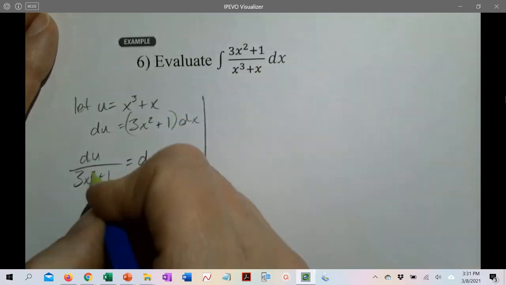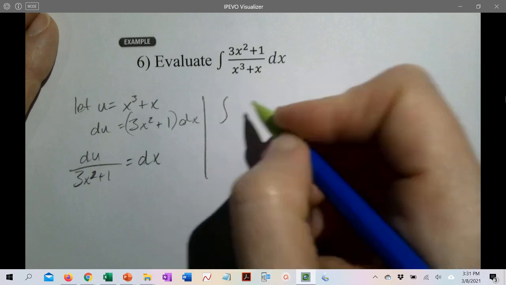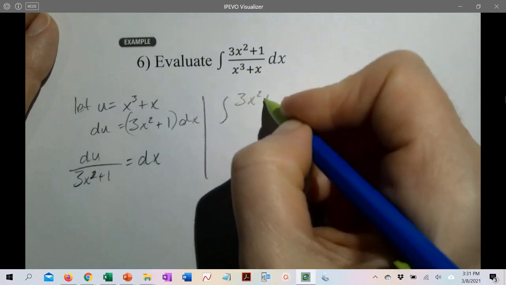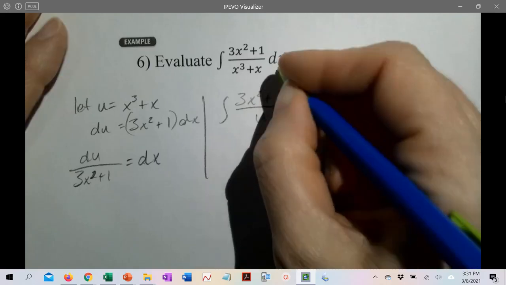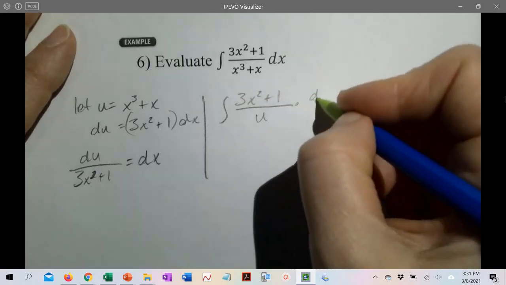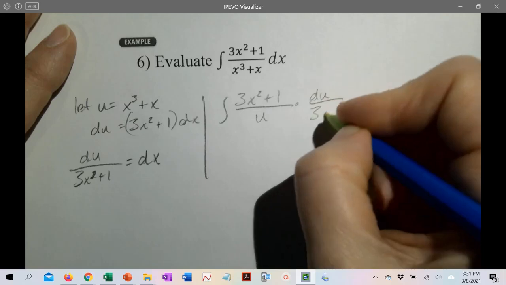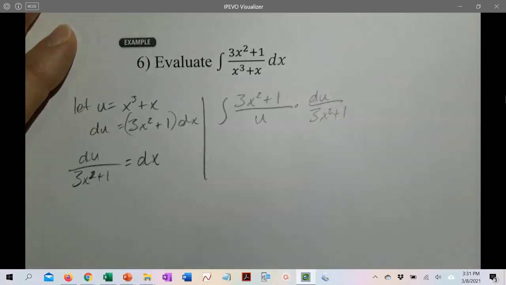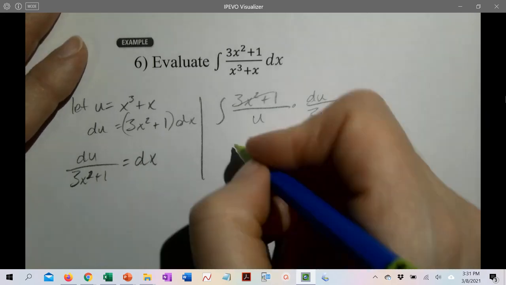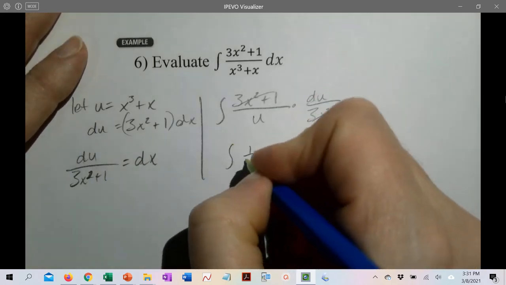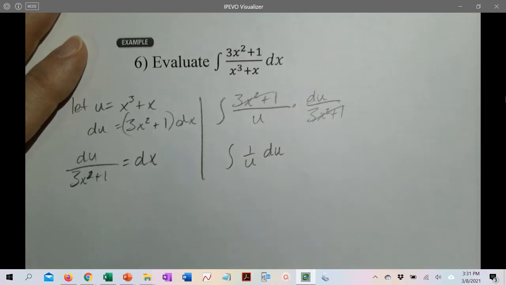So I make my substitutions. So I'm going to have the integral of 3x squared plus 1, I don't have anything to substitute there, over u, and then instead of dx, I have du over 3x squared plus 1. So this works out very nicely. Again, we can just reduce the 3x squared plus 1. That reduces to 1. So I have the integral of 1 over u du.